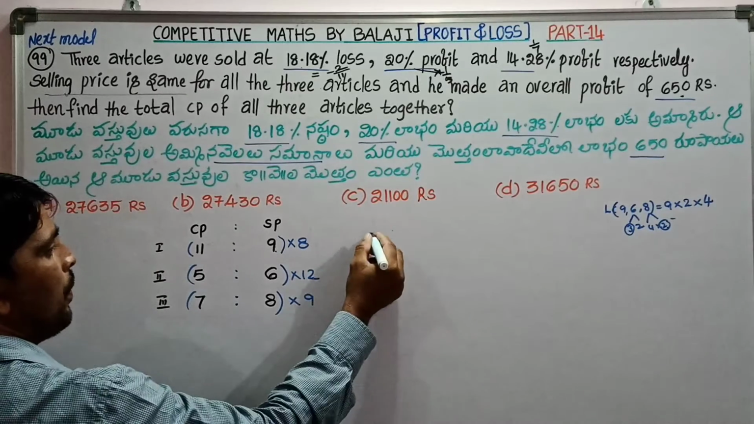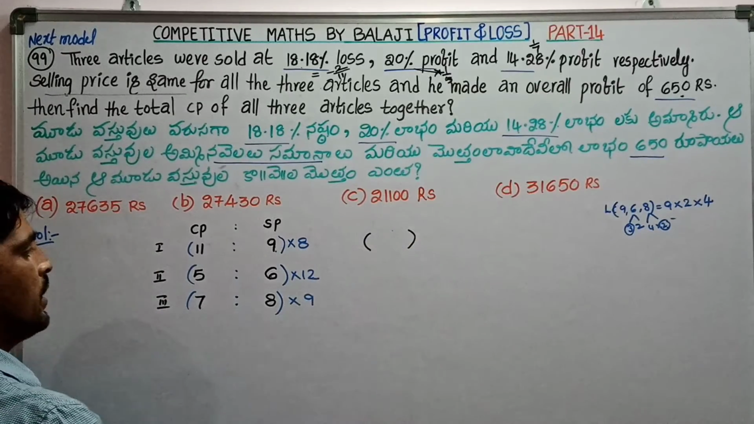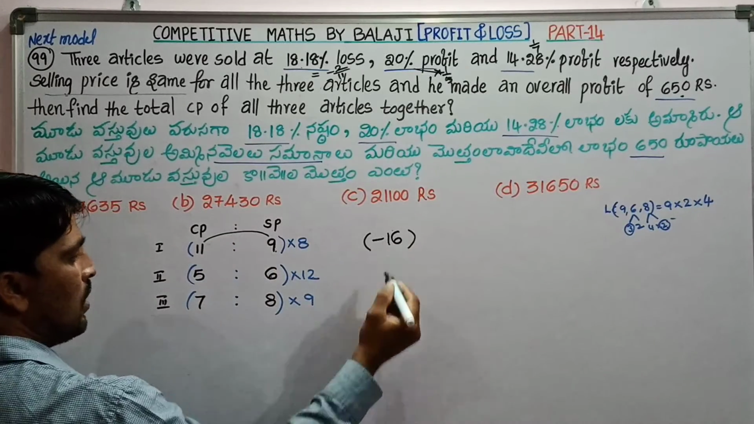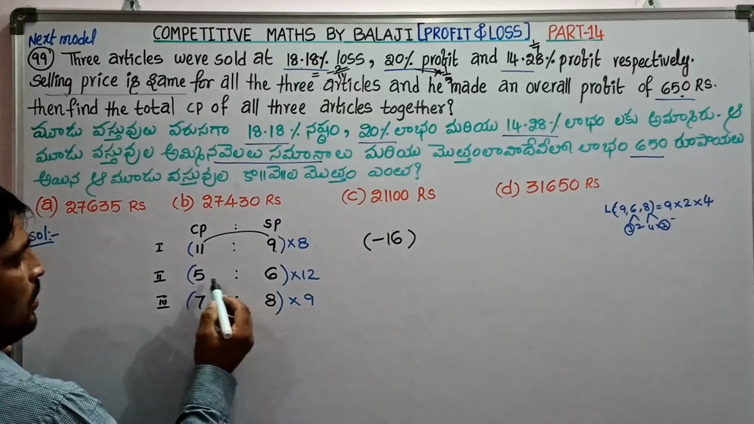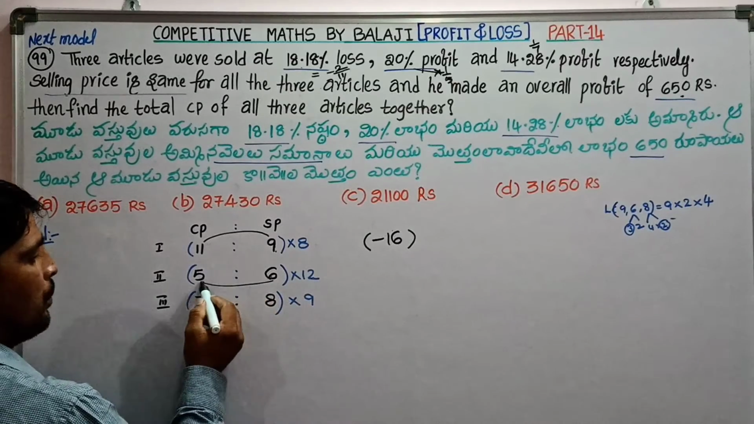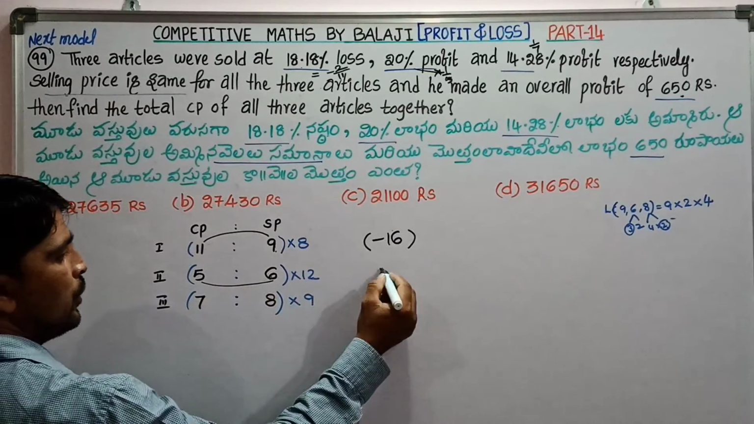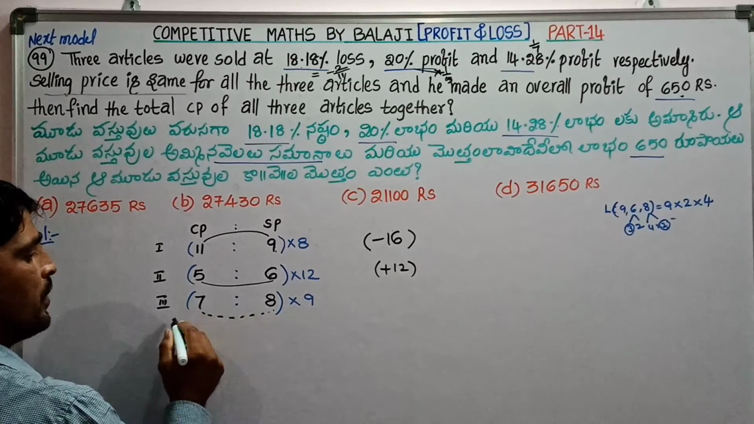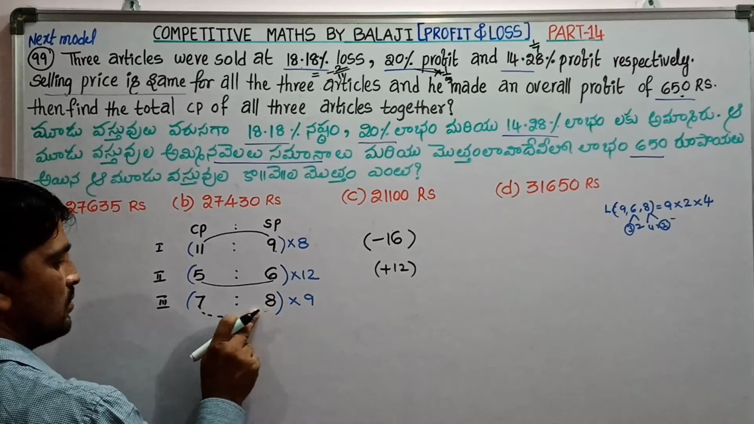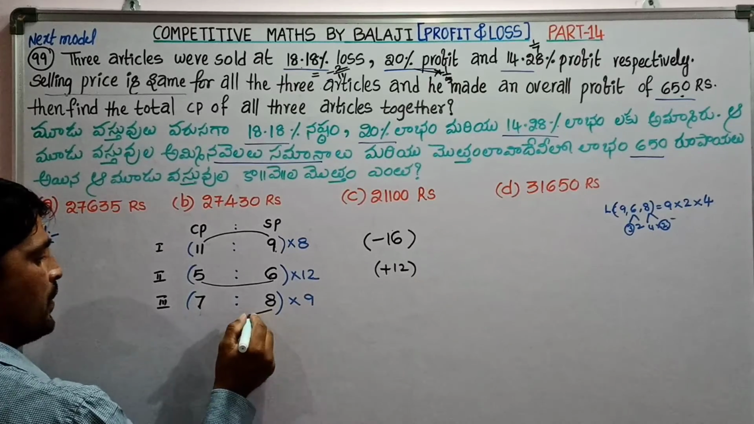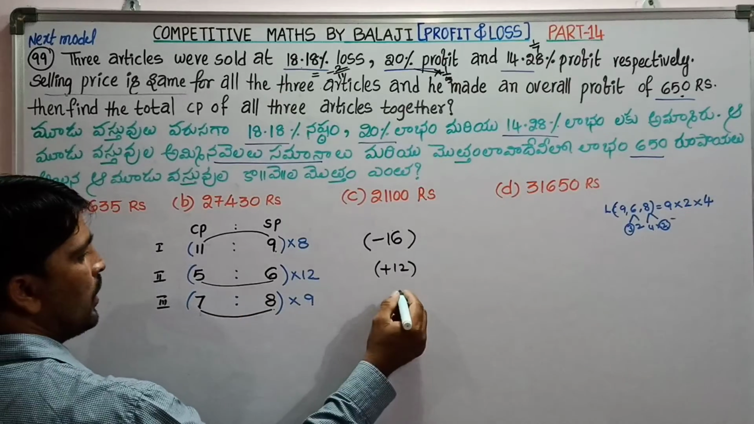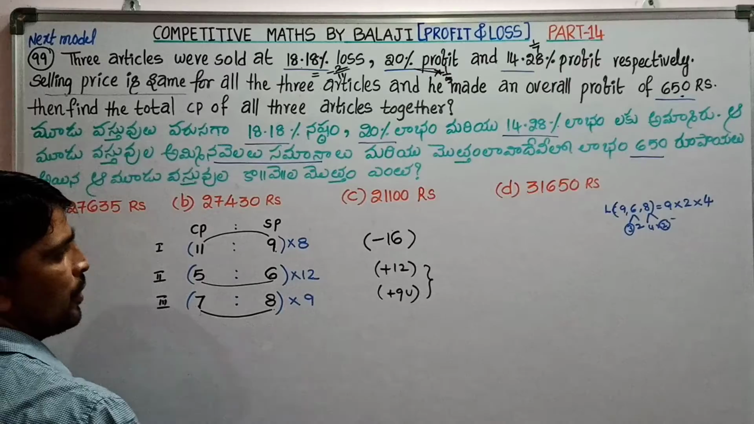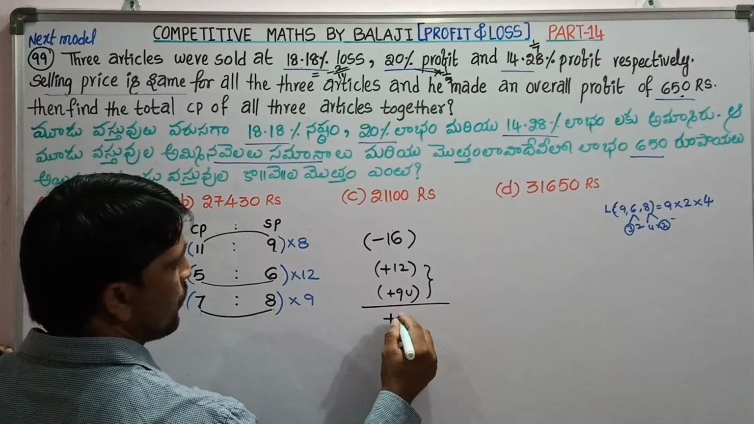We have to find profit or loss on each article. That is 9 minus 11, minus 2 into 8, minus 16 units are loss on first article. There is a profit, 6 minus 5, 1 into 12, 12 units are profit here. And the profit on third article is 8 minus 7, 1 into 9 units. 12 plus 9, 21 minus 16, overall 5 units is profit.